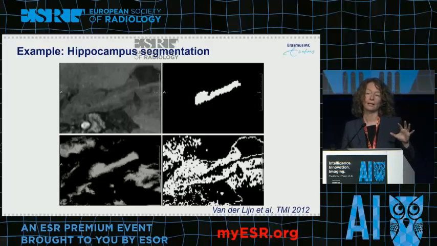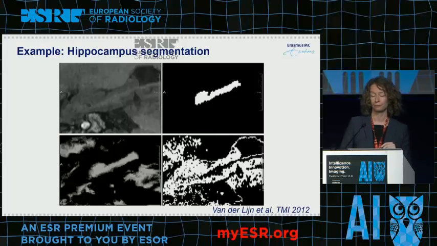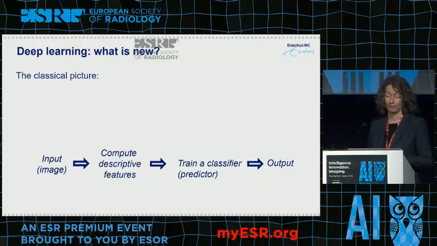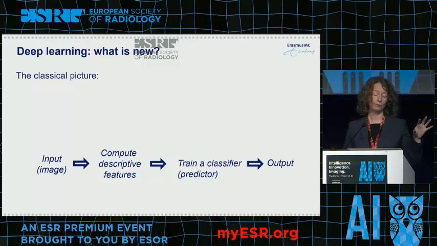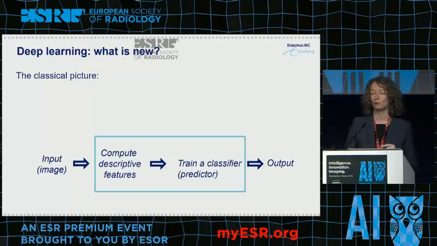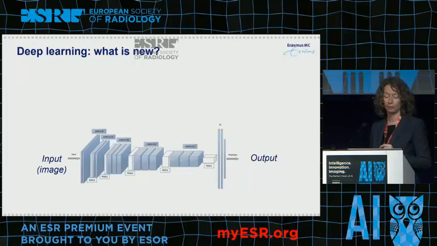Now this is the more classical machine learning approach. In the past few years, we have been replacing this by deep learning. So what is new in deep learning? In a classical picture, we had this input image, we compute descriptive features, we train a classifier, and that gives us an output. And now in deep learning, we take this part and replace it by a neural network.